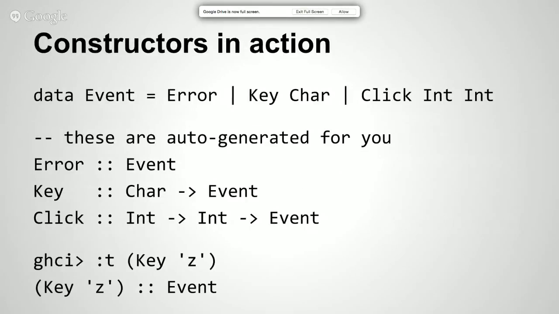So in action, up top is the data declaration. We show the constructor functions that are automatically generated for you. And then if you do this at GHCI, you can see that the type of the key with the character Z is an event.